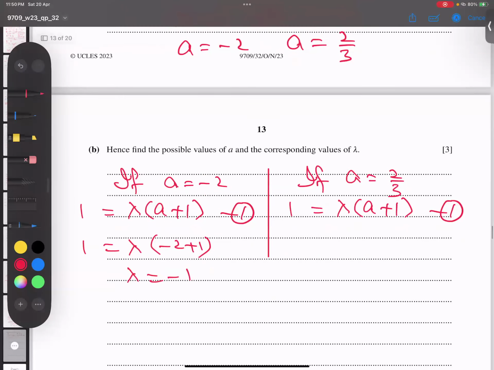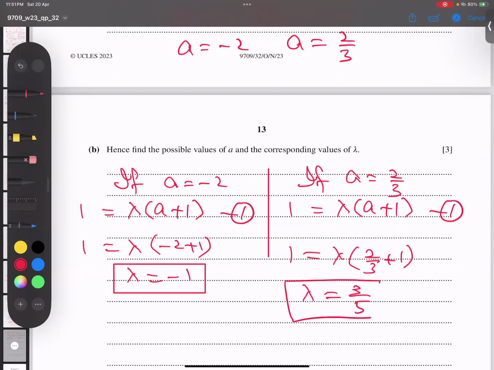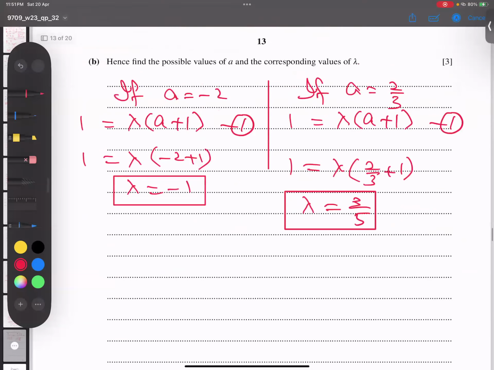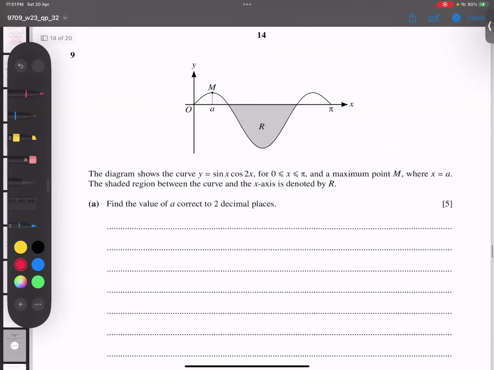Okay, done. And he was asking to find the corresponding values of a and this one. So alhamdulillah rabbil alameen. When I plug in this here, lambda times 2 by 3 plus 1, this is becoming 5 by 3. It will go there, 3 by 5. So alhamdulillah rabbil alameen. I think the point is very clear. Question number 9.